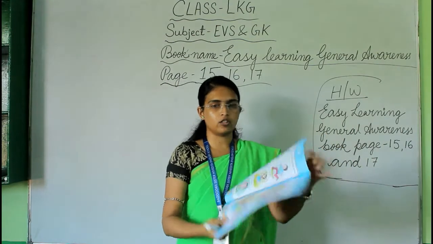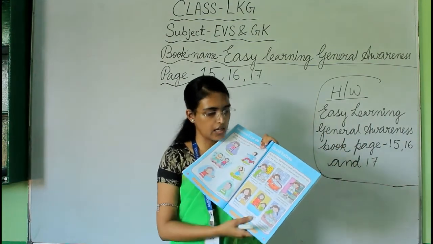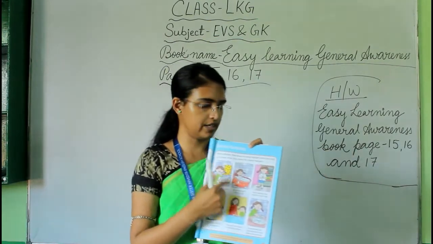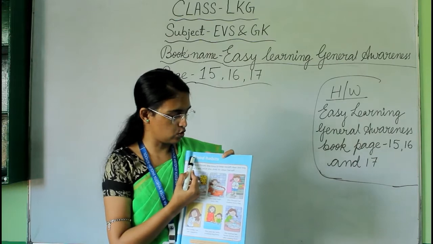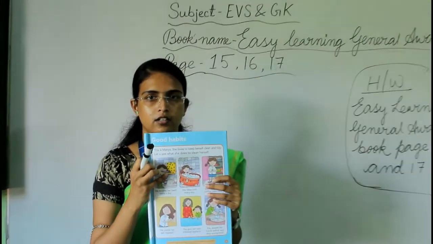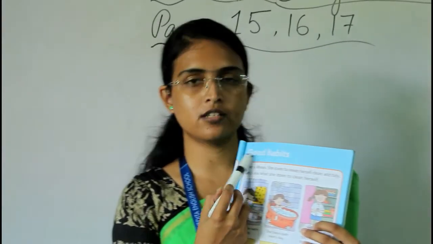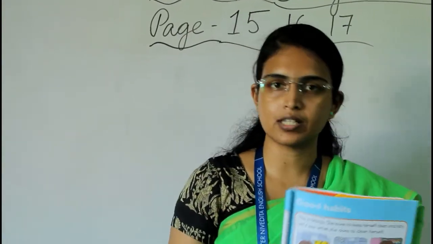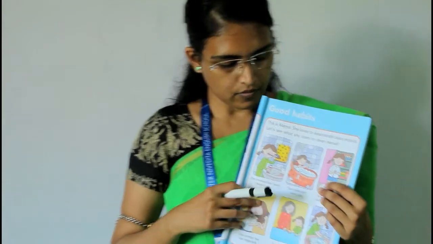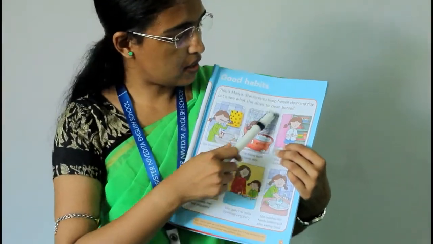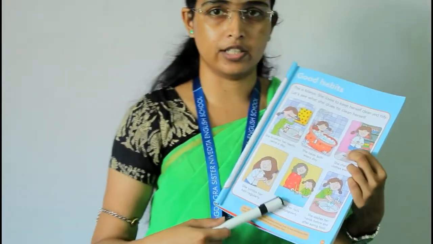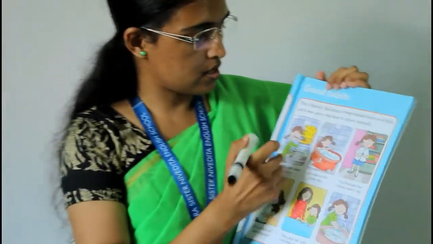So this page is your homework. Okay. Now come to the next page. That is page number 70. What is in here? Good habits. Look. Good means, what is the meaning of good? Yes, good means acha, right? So these are the habits which are good.